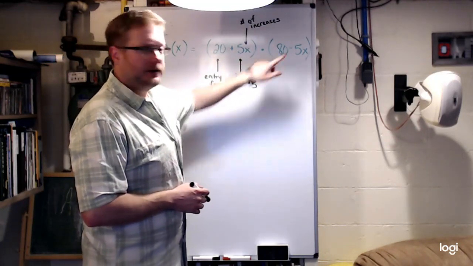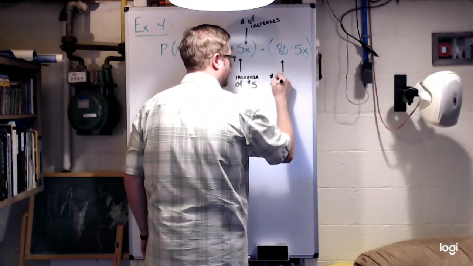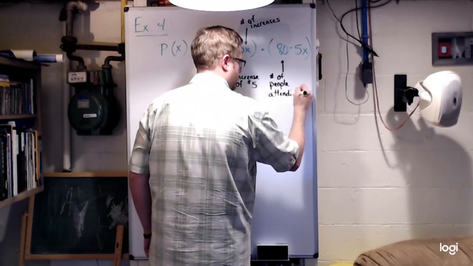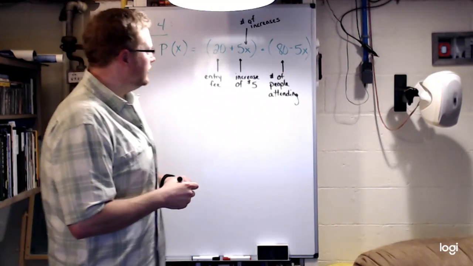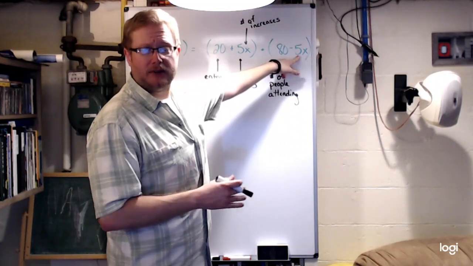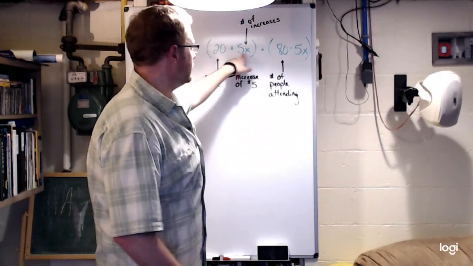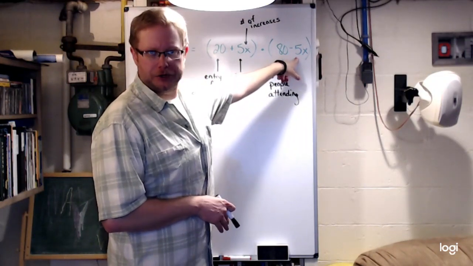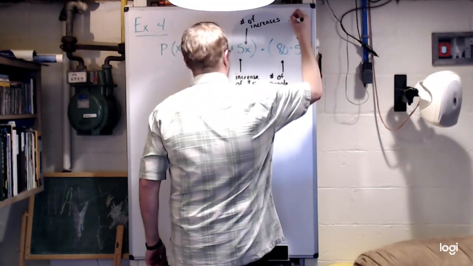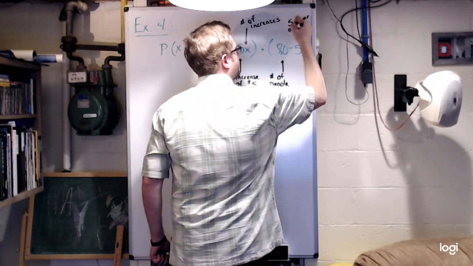Over here, 80 is how many people. That's the number of people attending. And then over here it says minus 5x, or minus 5. This minus 5 means 5 fewer. If he increases the entry fee by $5, 5 fewer people are going to show up. So 5 fewer attending.